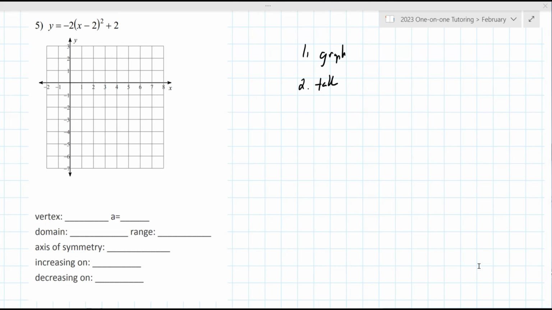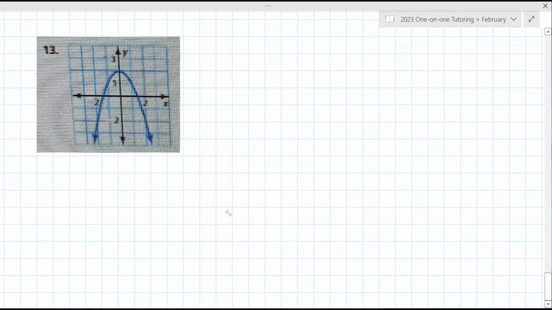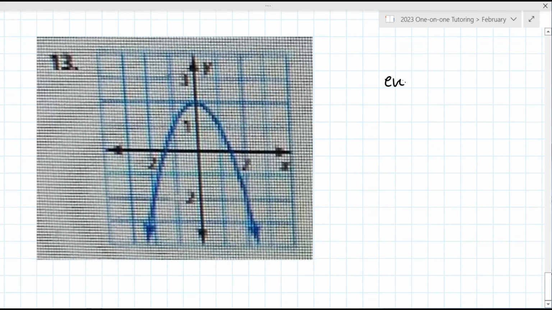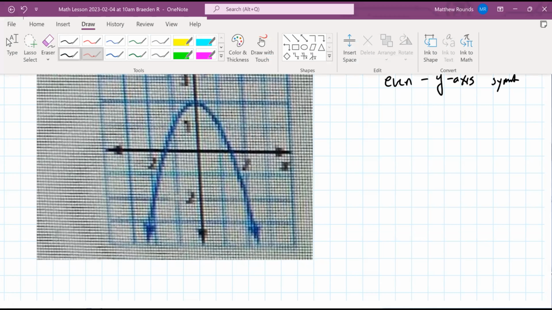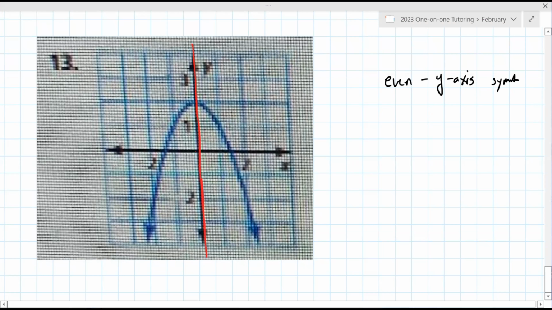Rather than doing these tests, we're going to show graphically what it means for a function to be even, and I'm going to show you one that is even. So this is even. Even is what is called y-axis symmetry. Yeah, x equals 0. It has to look the same on the left and the right. So if the axis of symmetry is x equals 0 and it's equal on both sides, then it's even.